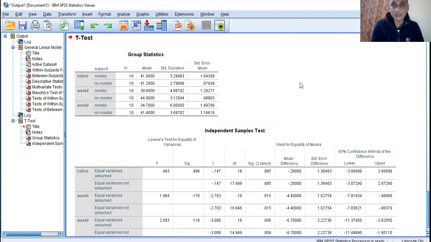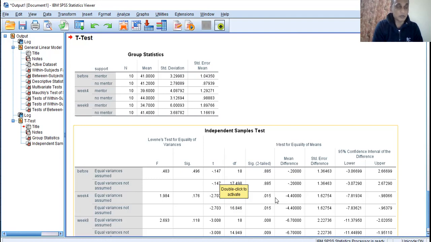But looking at the statistical differences or significance, before the intervention the two values are not that significantly different. The t value comes to 0.147 with a significance of 0.885, which we will ignore. But for week 4, the t value comes to 2.703 with a significance of 0.015, which is quite high.